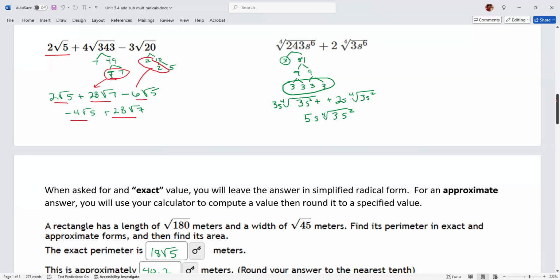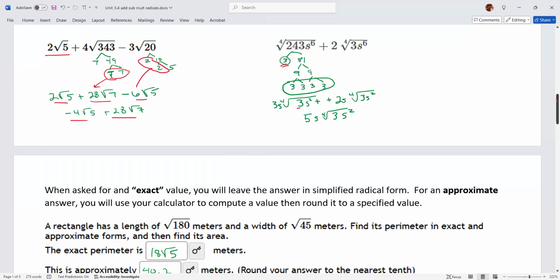Okay, again, same idea. This one just contains a mixture of variables and numbers. So 243, that is divisible by 3. If you add the digits up, they add up to 9. 9 is divisible by 3. So 3 times 81. 81 is 9, and then 9s break down into 4 threes. And so since we're looking for fourth root, I circled the 4 threes. So that brings a 3 out front, but it does leave 1 3 left on the inside right there.